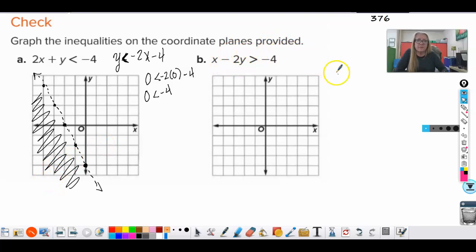Over here, this one's going to take a little bit more work. I'm going to subtract x from both sides for starters. That gives me negative 2y is greater than negative x minus 4.